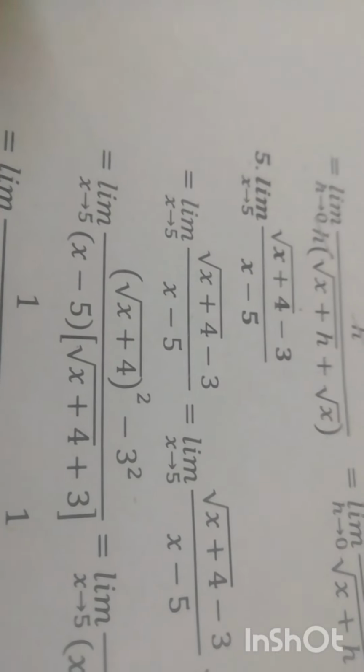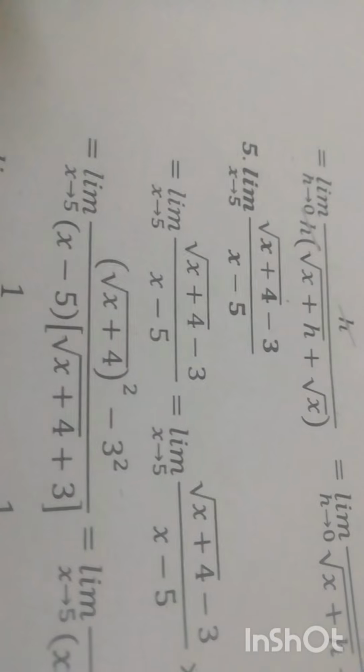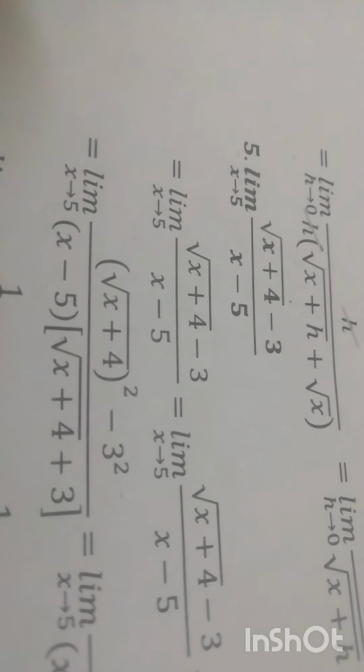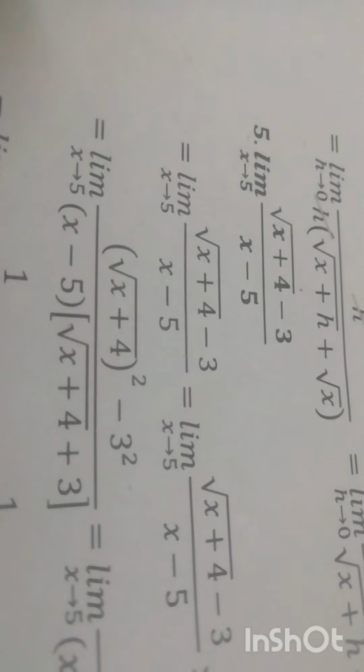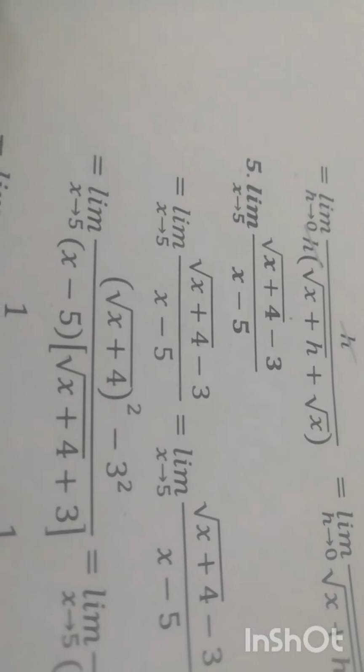The next sum. Limit x tends to 5 of root of x plus 4 minus 3. It is also the same form, you know, no?